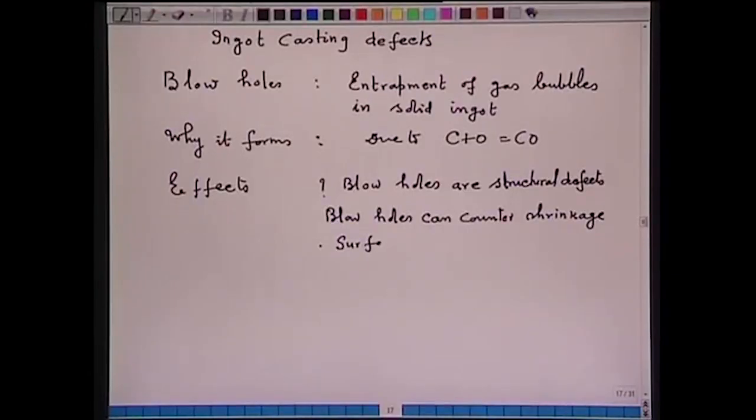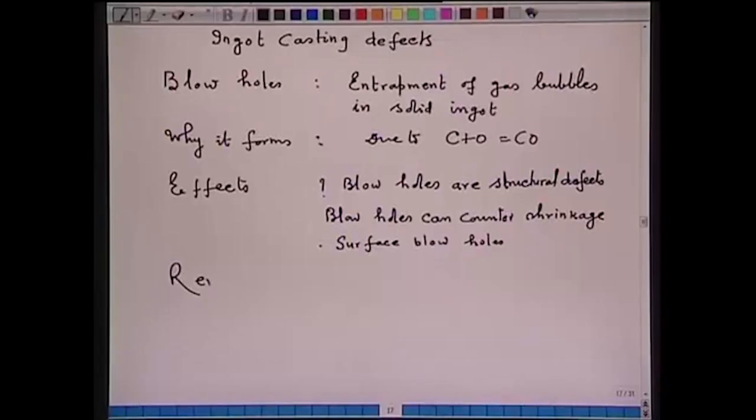Then, in fact, surface blowholes, say blowholes which are present at the surface, are harmful. Why? Because during reheating, the steel will be oxidized and as such it will be harmful during rolling. What is the remedy? Remedy is only control of deoxidation practice, or one should see that the blowholes are not present in the ingot at the top surface, because they are the only harmful ones.